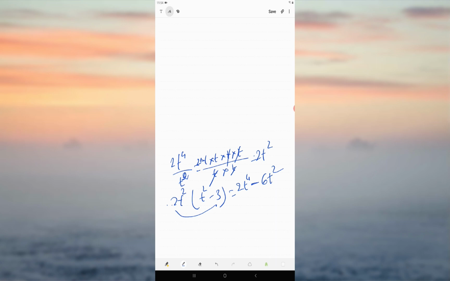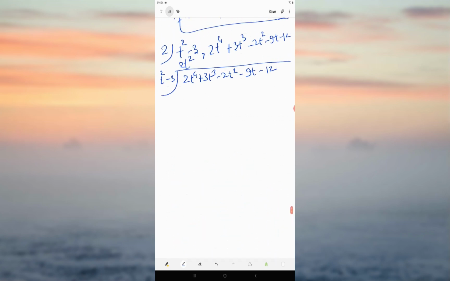So 2t⁴ minus 6t², we got 2t⁴ minus 6t². Okay, now there will be a sign change. This is the second step. Minus, and this will become plus. So 2t⁴ cancels out. So what will we get? First 3t³ you write, then minus 2t² and plus 6t².